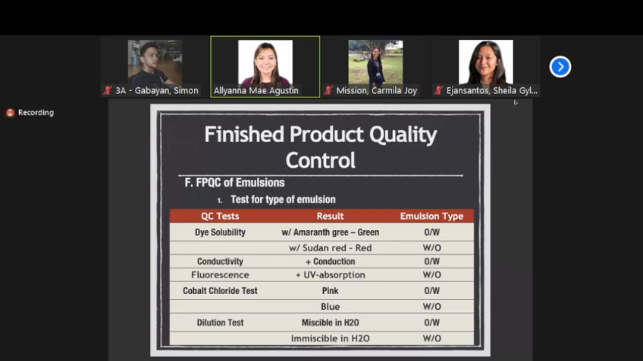What do we mean by that? Whoever is on the outside dictates the property. So let's say, here in dye solubility, no? Amaranth green, there, that is green, amaranth green. Amaranth green is a water soluble dye.